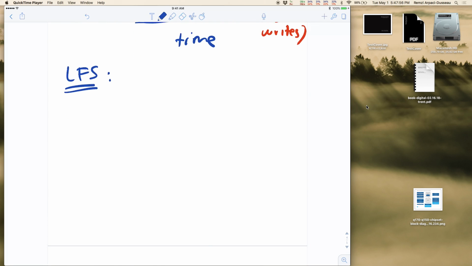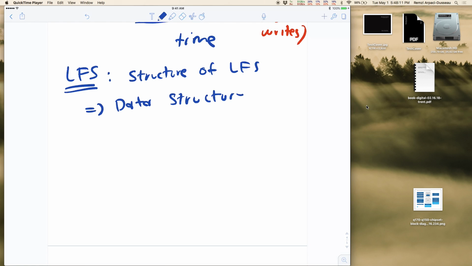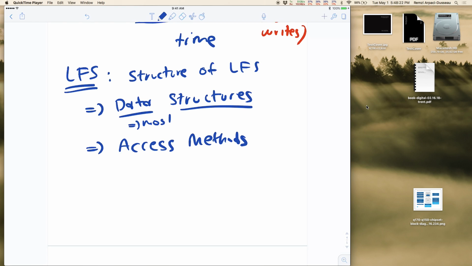Okay, so what we're going to do now is describe the structure of LFS. So I guess I already wrote LFS. We're going to talk about really its data structures. And like we said before, then we have to think about access methods. And what we'll think about with the data structure piece is that mostly we want to keep our same structures that we have as before.